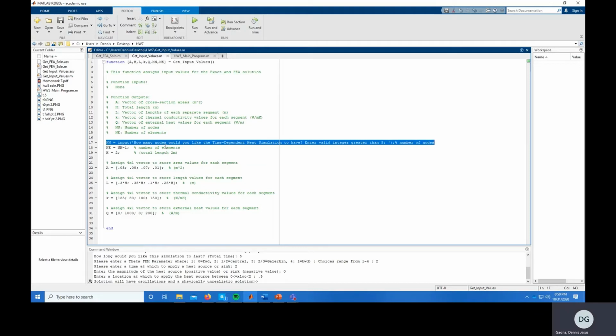First and foremost, we have to ask the user how many nodes they would like their time-dependent heat simulation to have, which is located in homework 5's get input values under NN.